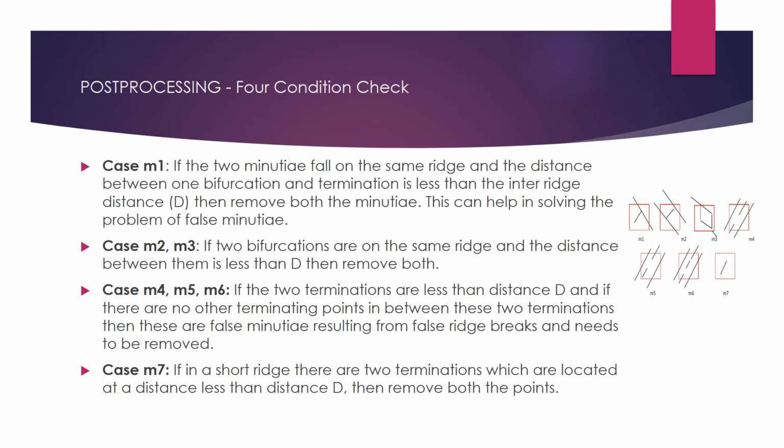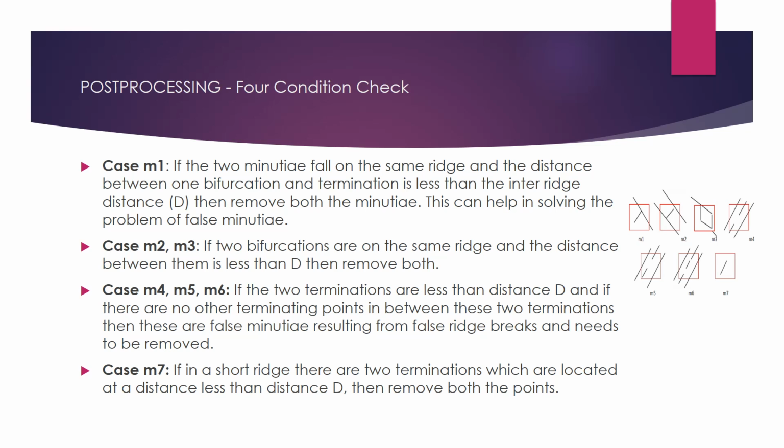So basically, in the post-processing, we check for 4 conditions. Here on the right side, we can see there are 7 cases of false minutiae points. Here we'll discuss all of these cases. First is case M1. If the 2 minutiae fall on the same ridge and the distance between one bifurcation and termination is less than the inter-ridge distance d, then remove both the minutiae. This can help in solving the problem of false minutiae.